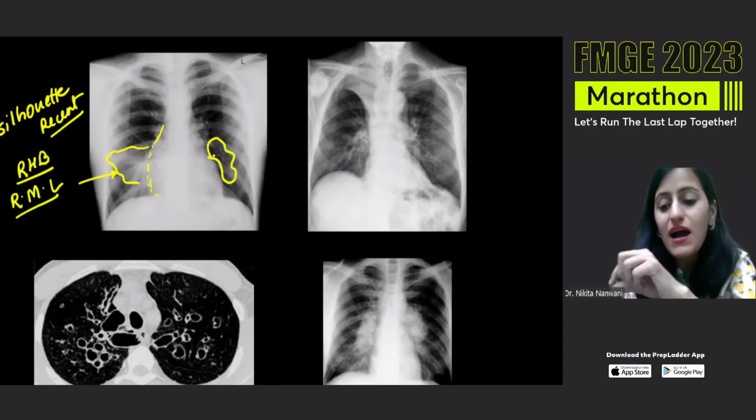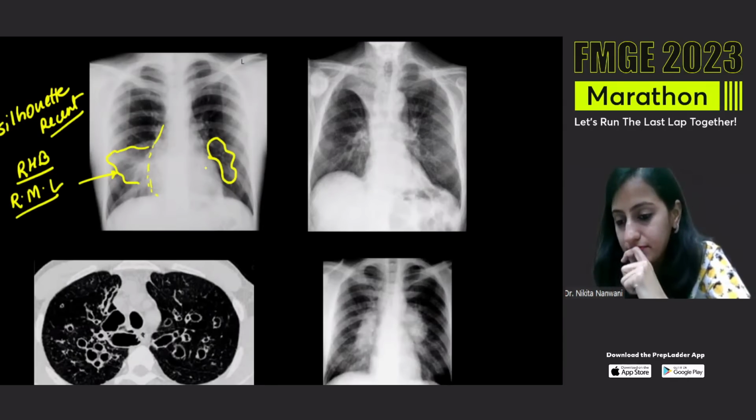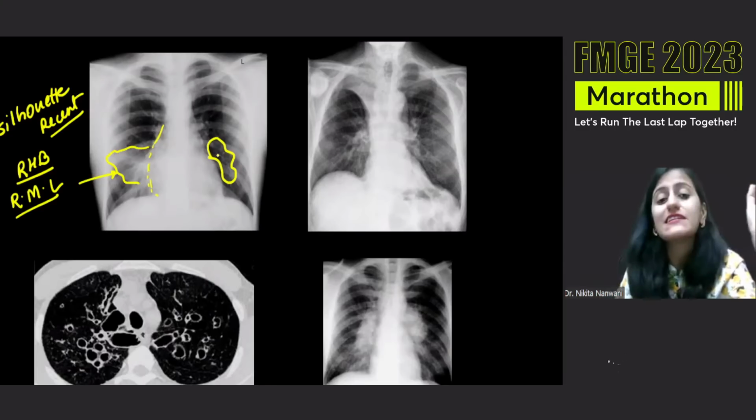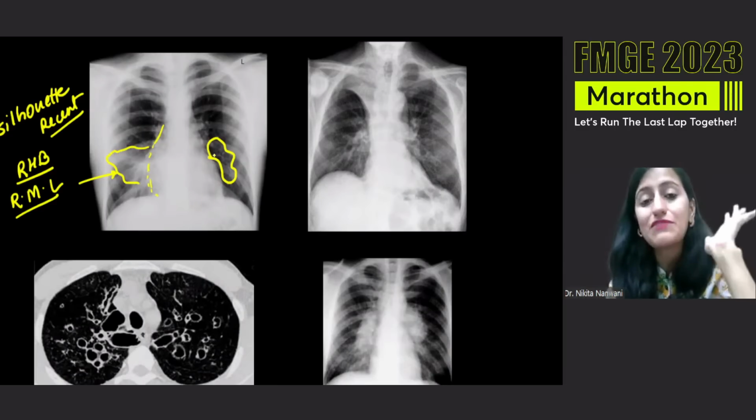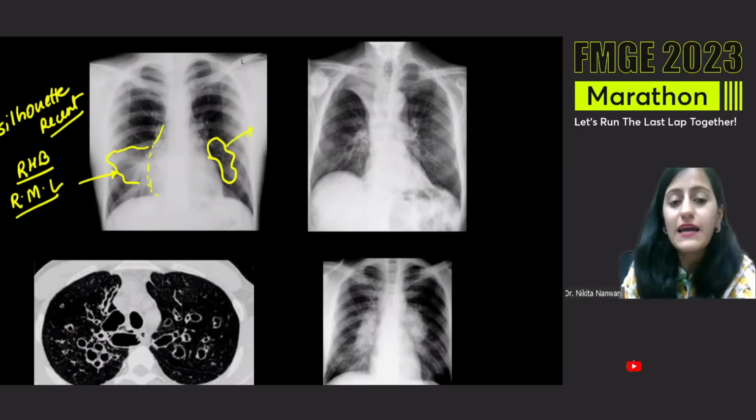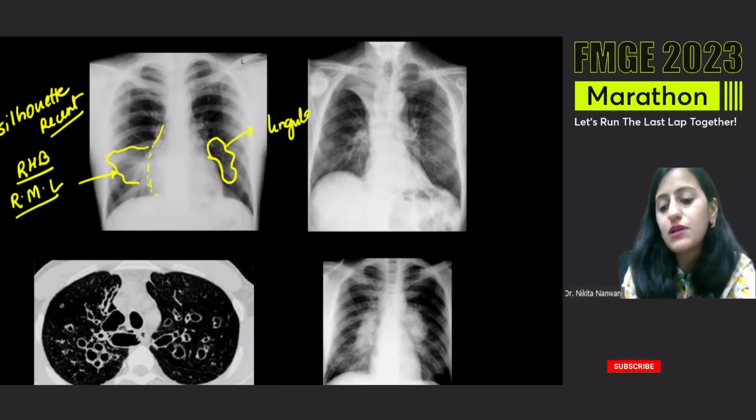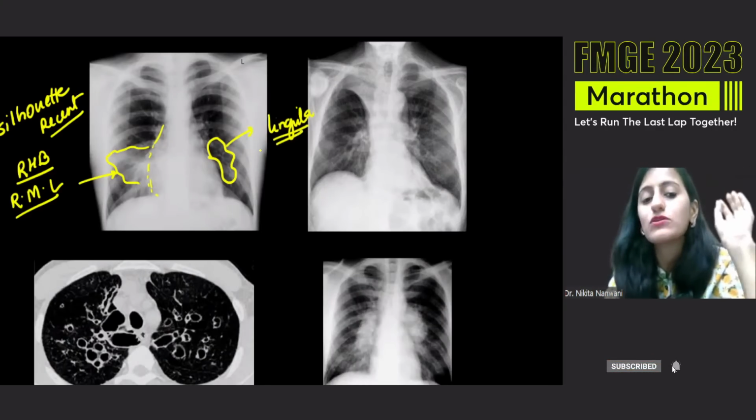Also, if it's the left heart border which is gone, remember we don't have any left middle lobe. Corresponding to the right middle lobe, we have the lingula. Okay, that's the lingula that we have on the left side.